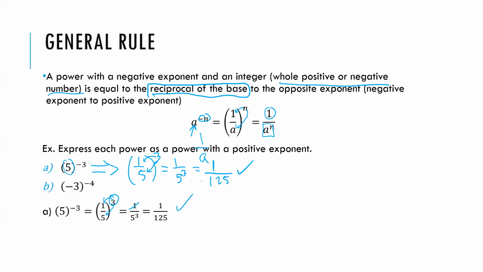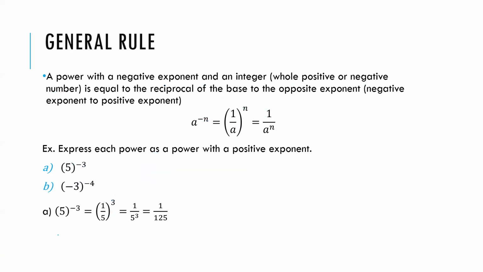All right, let's look at another example here. We have negative 3 to the power of negative 4. So I think what throws people off is the fact that it's negative. It sometimes seems a little bit tricky, but let's work through this step by step here. So negative 3 to the power of negative 4.